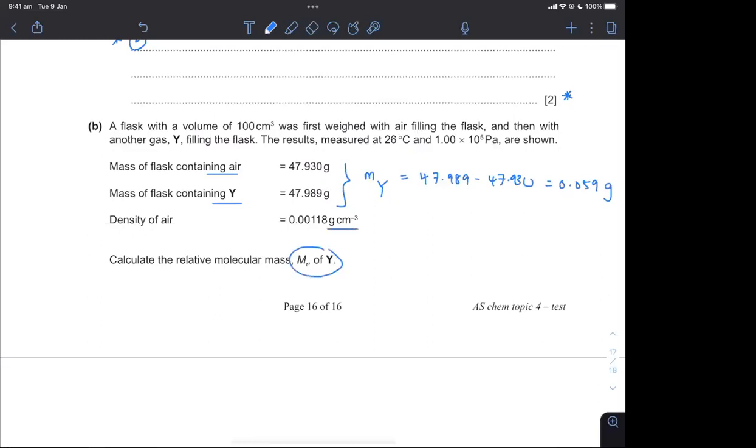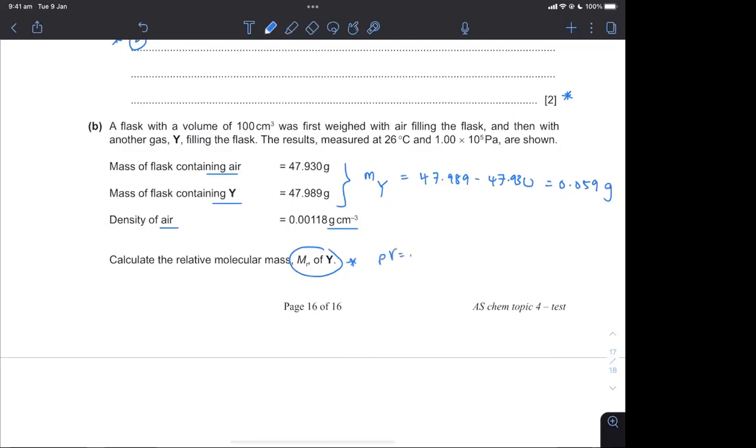This is the density of A. That's the density of A. That is the density of A. So density is mass over volume. Do we have volume here? I don't think the density has an effect on this at all, because this is the density of A and it's not the density of Y. Okay, you want the molecular mass of Y.